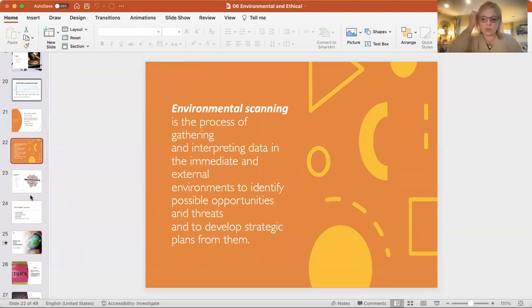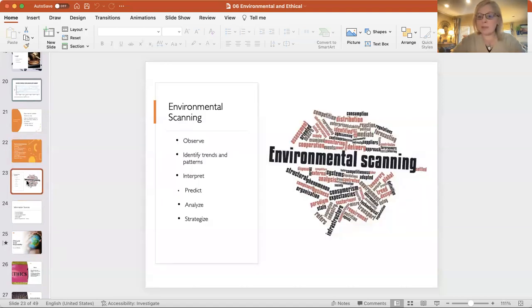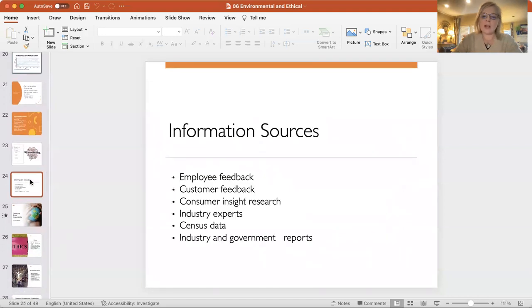So if you were somebody who was paying close attention to China in late 2019, then you would have realized that this COVID-19 thing could turn into legitimately a global pandemic, and it did. And a lot of people did make a lot of money because they had that foresight to understand that. With environmental scanning, we need to understand the patterns and the trends and predict and analyze and strategize off of what we're determining and uncovering there.